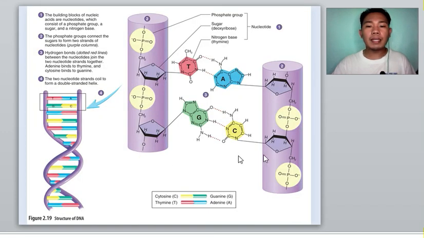This is a typical structure of deoxyribonucleic acid, wherein we can observe the nitrogenous base, the deoxyribose sugar of the DNA, and the phosphate group. So this is one strand of the DNA, and this one is another strand of DNA.